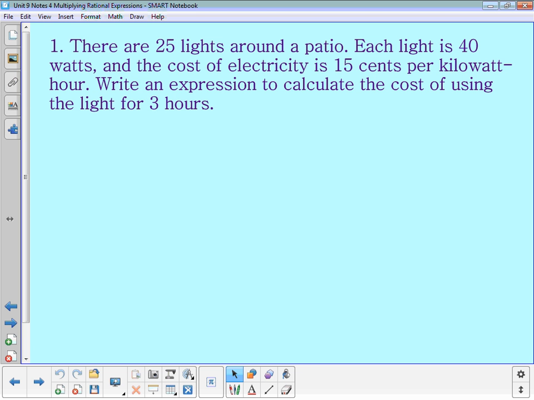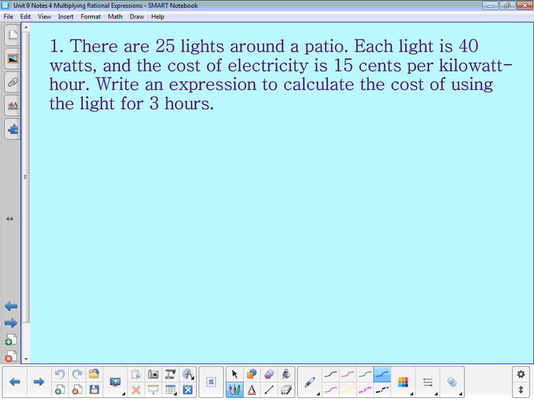There are 25 lights around a patio. Each light is 40 watts. The cost of electricity is 15 cents per kilowatt per hour. Write an expression to calculate the cost of using the light for 3 hours. So we need to do some stuff with dimensions. Dimensions helps us kind of change our labels to get our answer what we want.